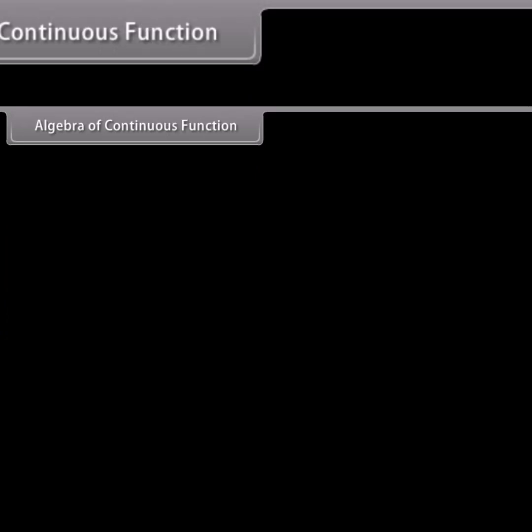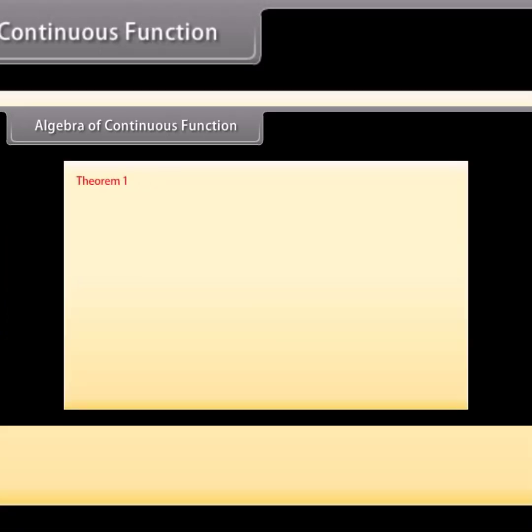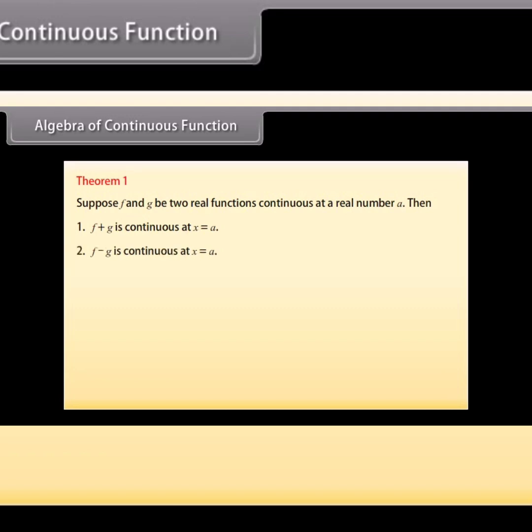Algebra of continuous functions. Theorem 1. Suppose f and g are two real functions continuous at a real number a, then 1. f plus g is continuous at x is equal to a. 2. f minus g is continuous at x is equal to a. 3. f into g is continuous at x is equal to a. 4. f by g is continuous at x is equal to a, g of a not equal to 0.